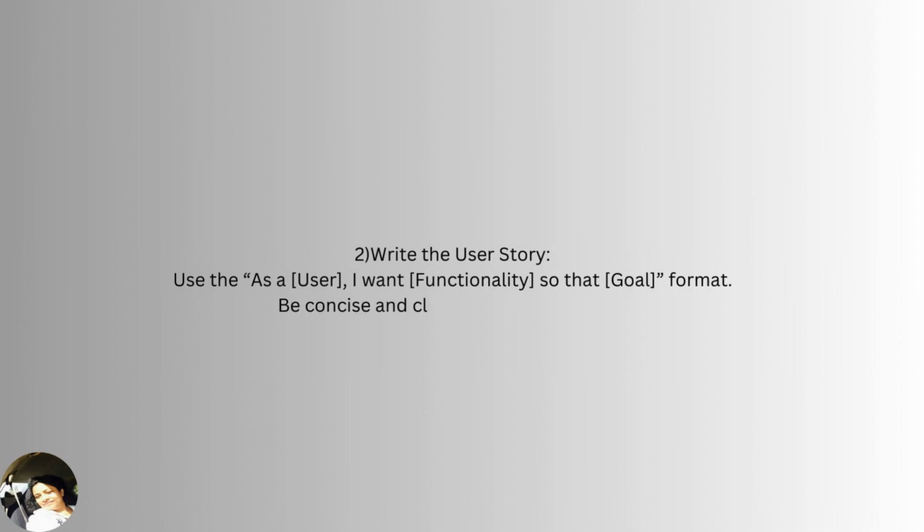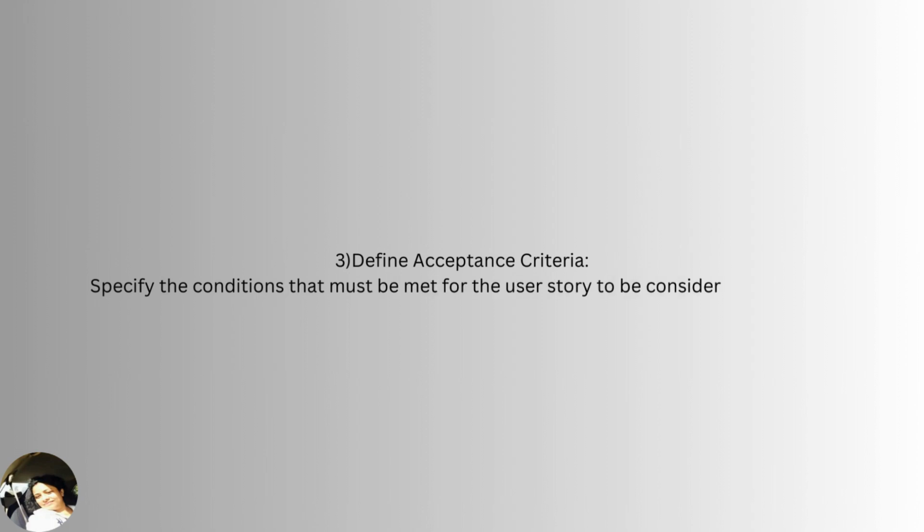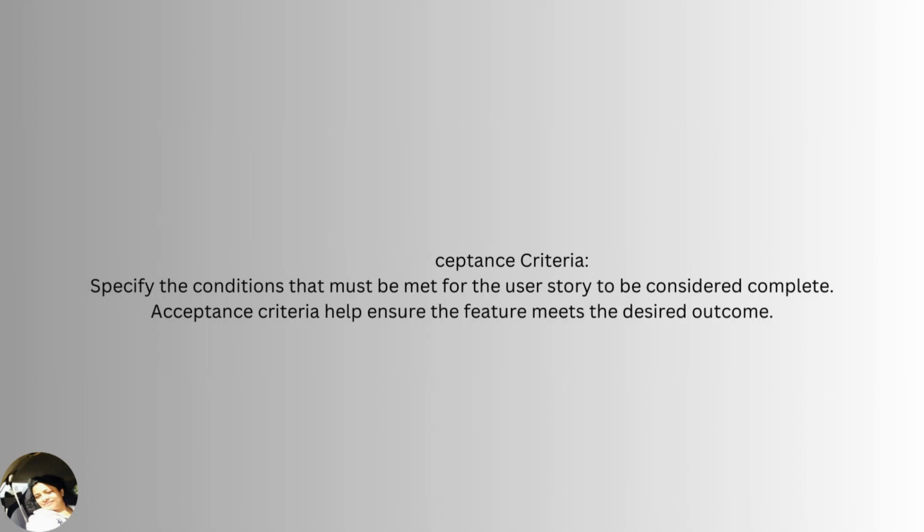Second, write the user story. Use the as a user, I want this functionality so that I achieve this goal format. Be concise and clear in your description. Third, define acceptance criteria. Specify the conditions that must be met for the user story to be considered complete. Acceptance criteria help ensure the feature meets the desired outcome.